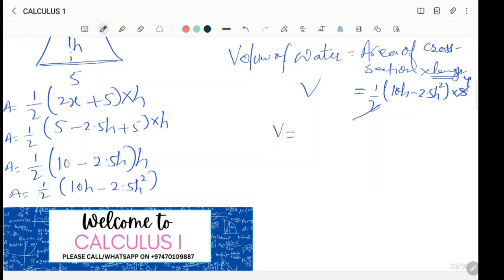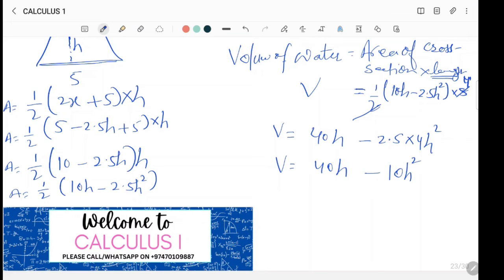Now take 4 inside. So 40h minus 2.5 times 4h square, right? So finally we got the expression of volume. So 40h minus how much? 2.5 times 4, so that is 10 h square. So 40h minus 10h square. Finally we got the volume expression.